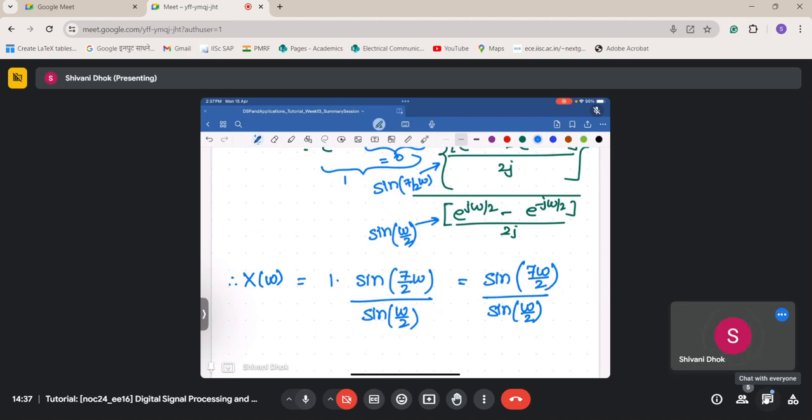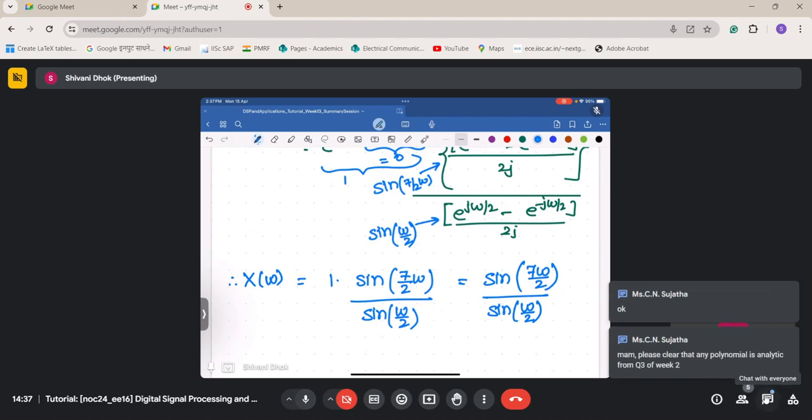Is it clear? A similar thing is solved in lectures also. I think that is for a more general case. This is for x of n equal to 1 from -3 to 3. Okay, so if it is clear, then let's move on to the next question.